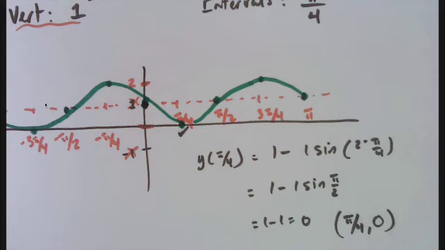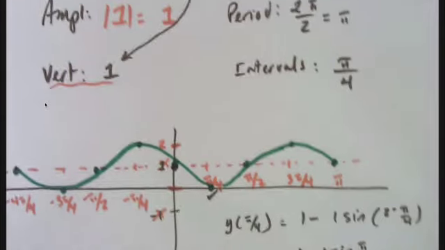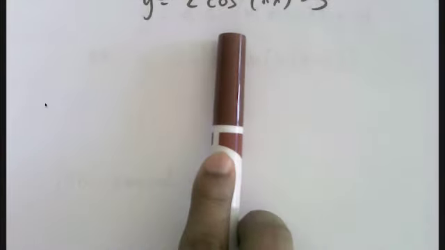What you're going to do next is you're going to go ahead and graph 2 cosine pi x minus 3. Keep in mind that this is going to be the cosine function, which means that your starting point will not necessarily be at the origin, but it will start out at its max or min. Go ahead and pause the video and then resume once you think you have the answer.